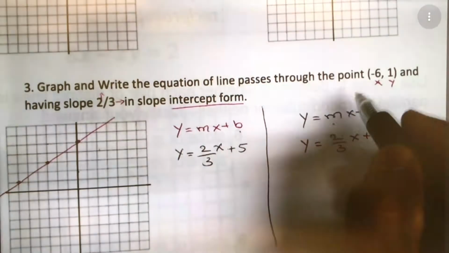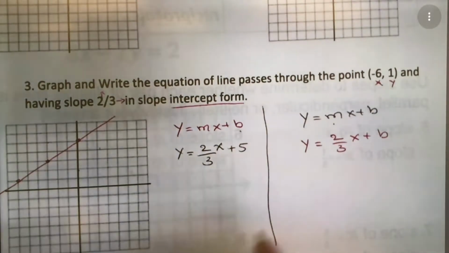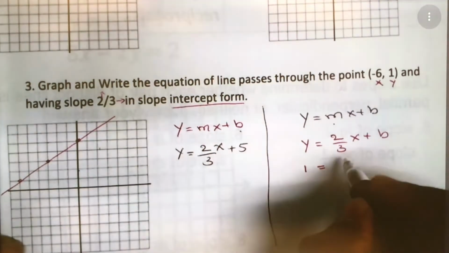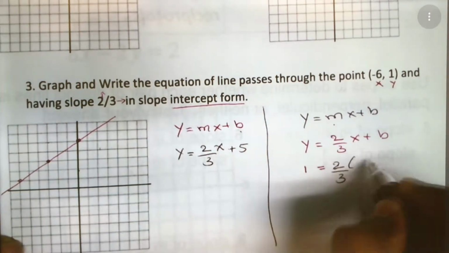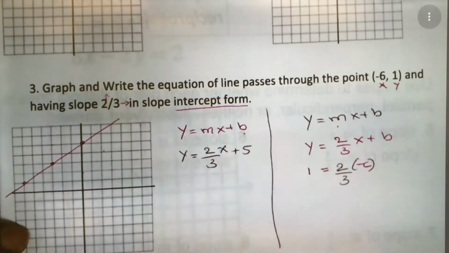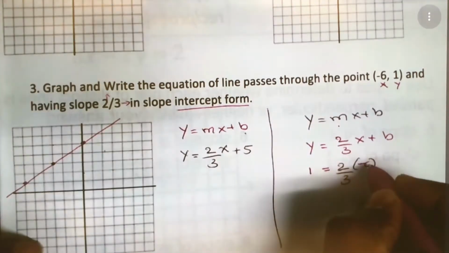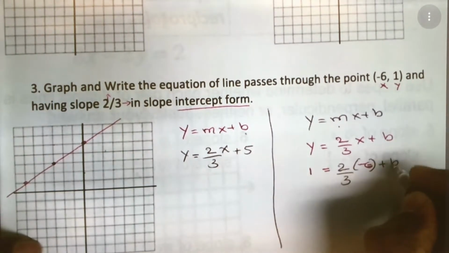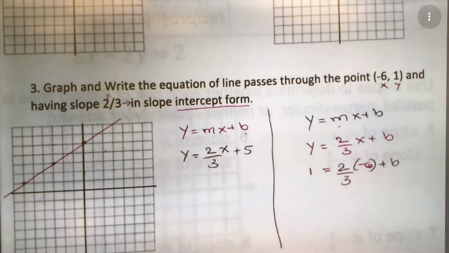So my y is 1, equal to 2/3 of x, which is -6, plus b. So I can solve that one.